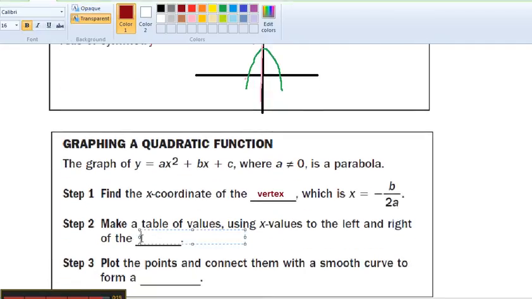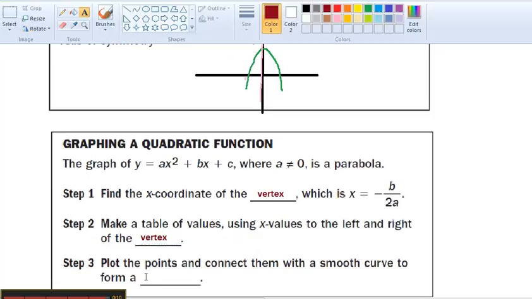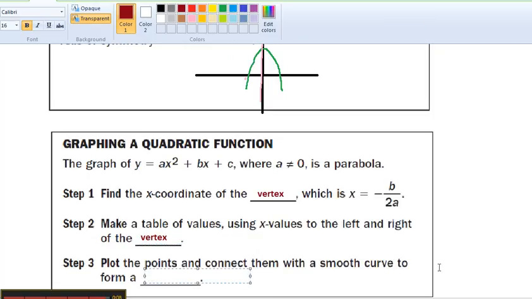Then we make a table of values, including x values to the left and the right of the vertex. That's our next step. And the final thing we're going to be doing is plotting the points and connecting them with a smooth curve to form a parabola. Now we'll do these for real on the next example.